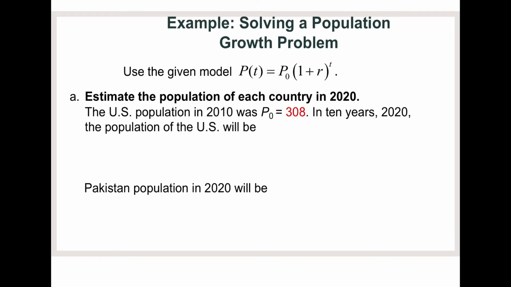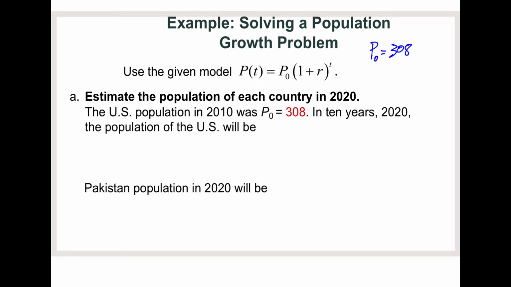Okay, so we're going to use this given model, and here our starting point is 2010, right? So when we think about time, we're thinking about it from that point. And our numbers are going to be in millions, so we don't have to put the actual 6 zeros. We'll just interpret our answer to be in millions. So my P sub 0, my starting point of 2010 for the United States, is going to be 308.